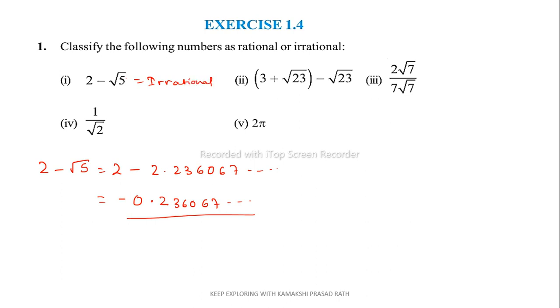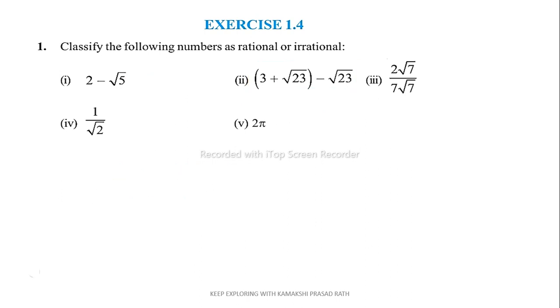Next, 3 plus root 23 minus root 23. So here we see that when you simplify the brackets, we get 3 plus root 23 minus root 23. So it gets cancelled and the final answer is 3. So we know that 3 is a rational number. So the overall 3 plus root 23 minus root 23 will be a rational number. So hence we say that the first one is an irrational number and the second one is a rational number.